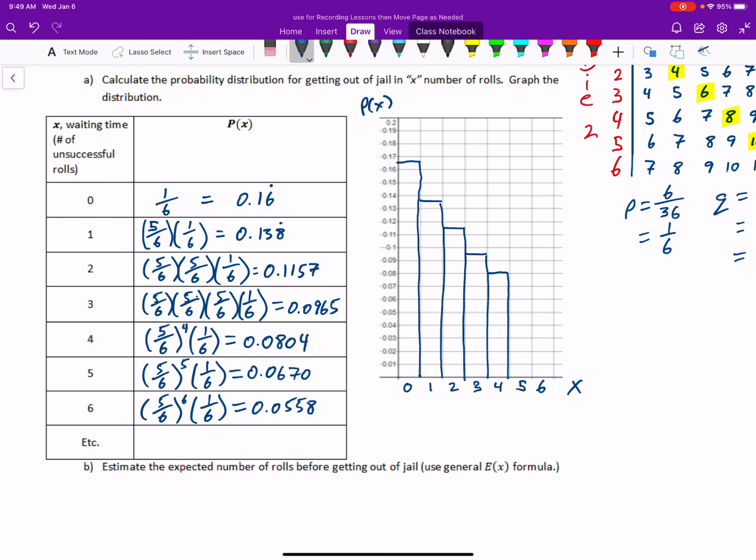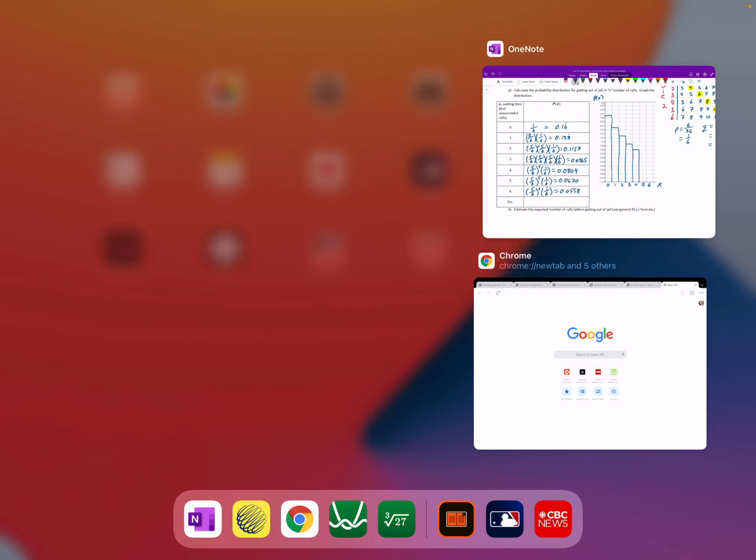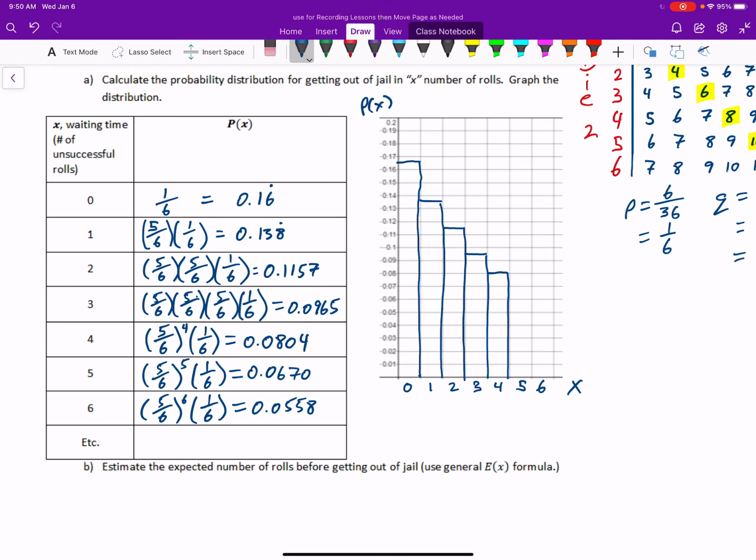And then 0.067, whoops. And then 0.055. Okay, so there's our histogram so far. But that's not it. There's more. There's more to this histogram.